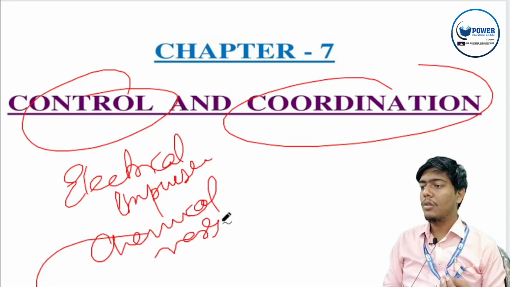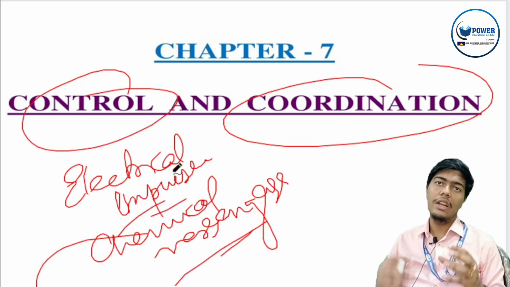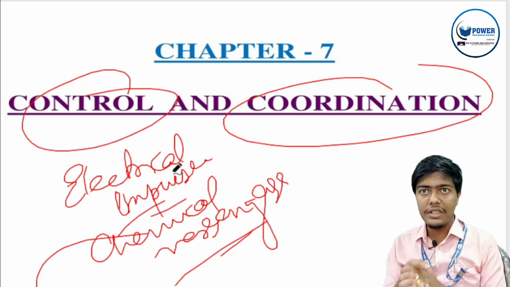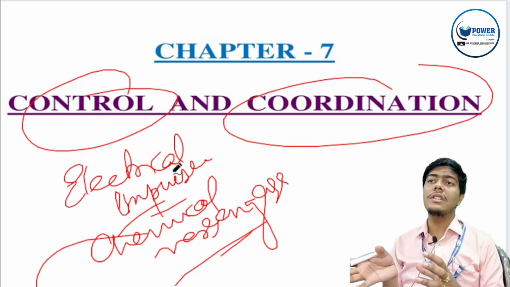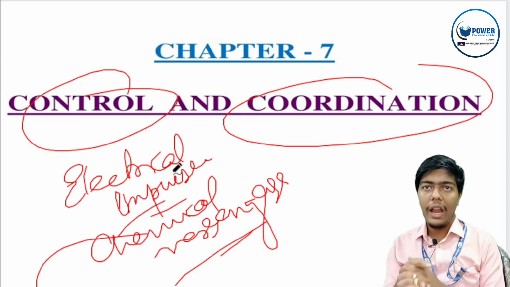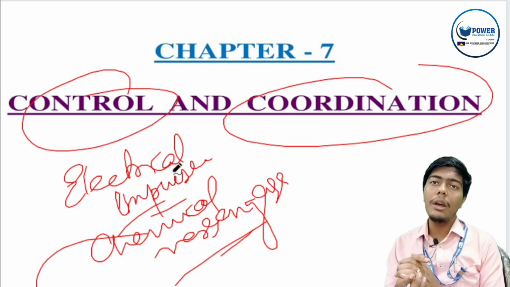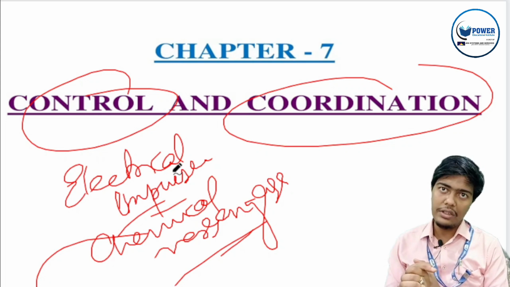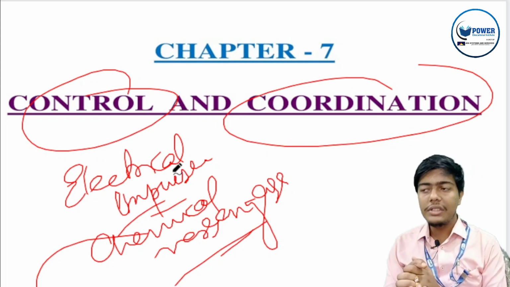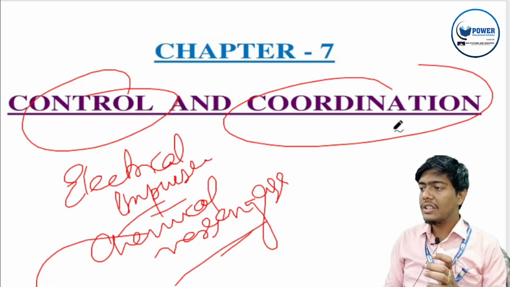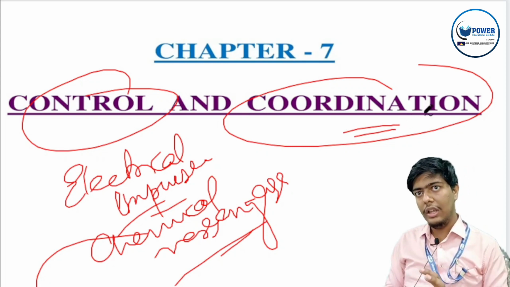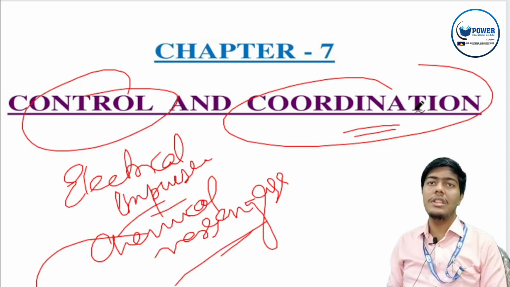So these two systems: the electrical impulse, which is produced by the nervous system, and the chemical messengers, which are produced by the endocrine system. I am basically talking about the hormones, which are controlling your body functions by controlling the organ systems. And coordination means all these organ systems of your body are interrelated with each other.